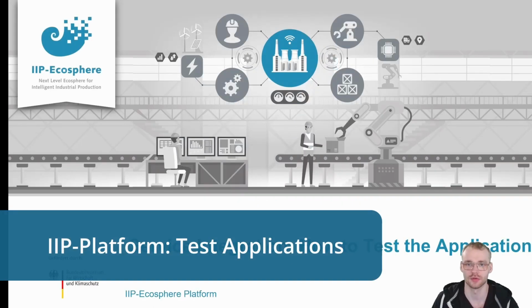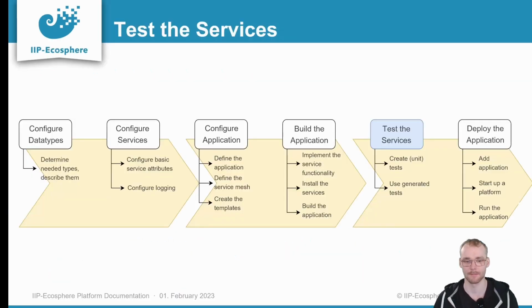Welcome to this tutorial about how to test the application that we've built for the IIP-Ecosphere platform. This is the fifth step in our process to actually deploying a running platform with our services. We have two main parts here: creating unit tests and using them, and using generator tests that are provided on the generation of our templates.